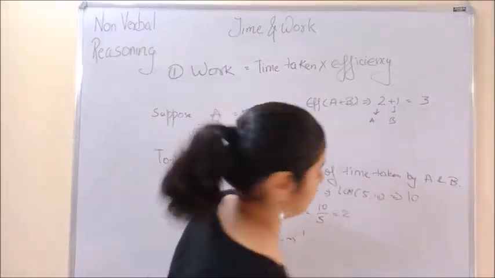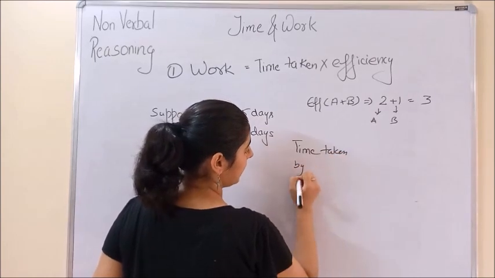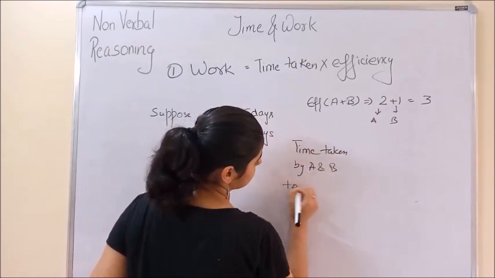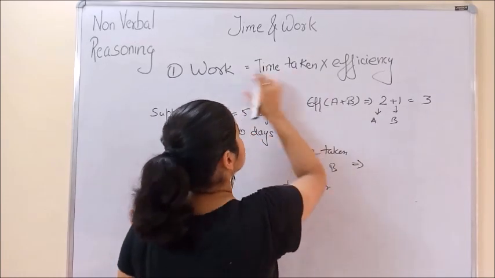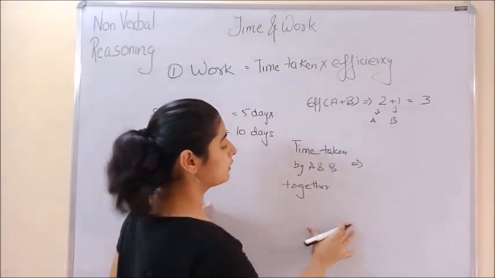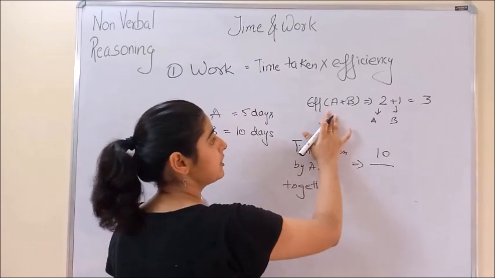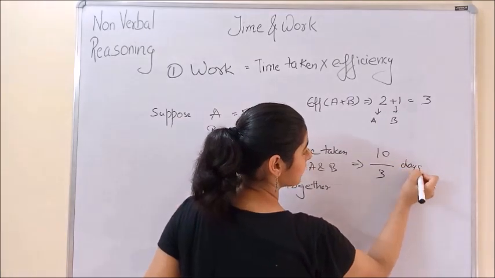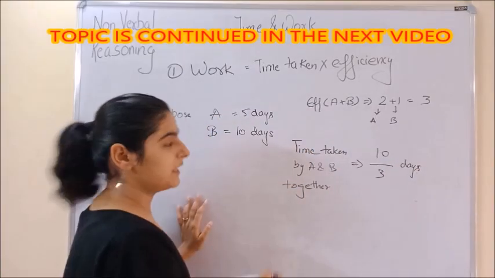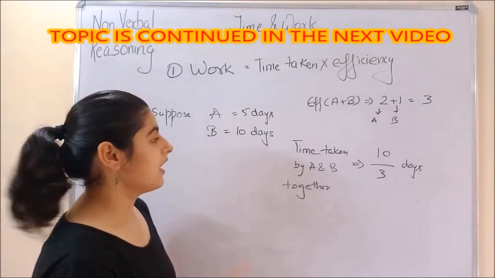Let's calculate. Time taken by A and B together will be, the total work which we just found out was 10, divided by efficiency of A and B together, 3. They will take 10/3 days to complete their work. Now let's solve different types of questions asked.